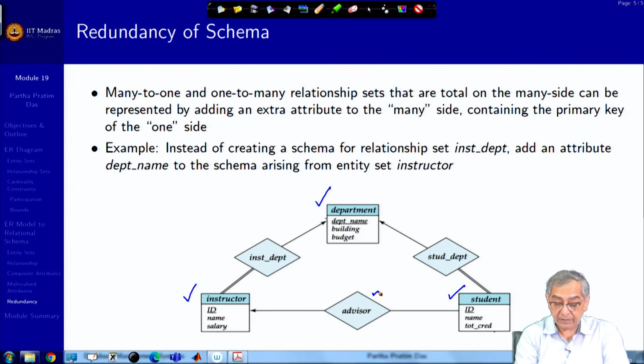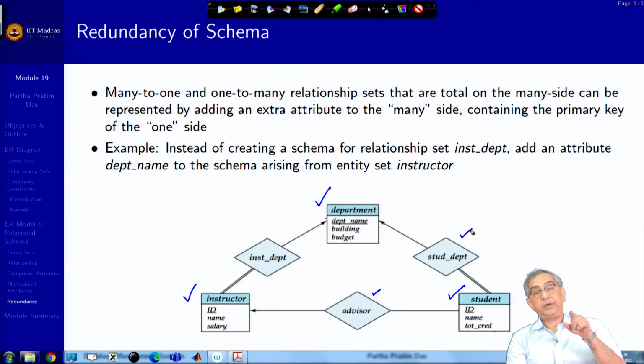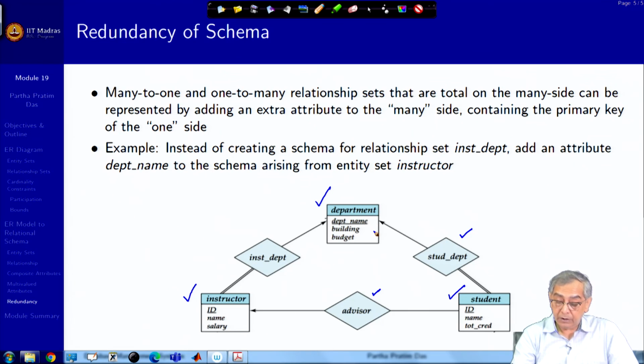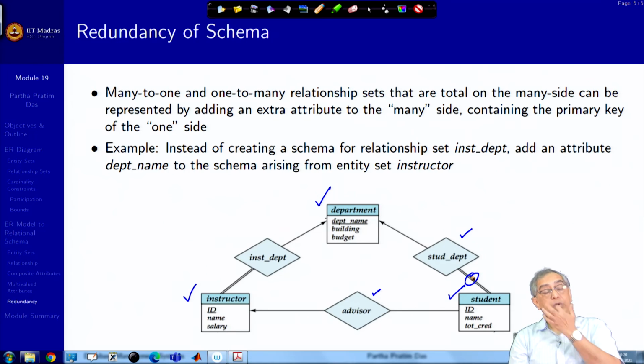One is advisor, which is many to one from student to instructor. The other is the student department, that is, which department does the student belong to. This is also many to one, but with the specificity that on the student side this is total, which means that I cannot have a student who does not have a department, right. It is a total participation. So, every student must be there in the stud-dept relationship, which means that no student can be there without a department.